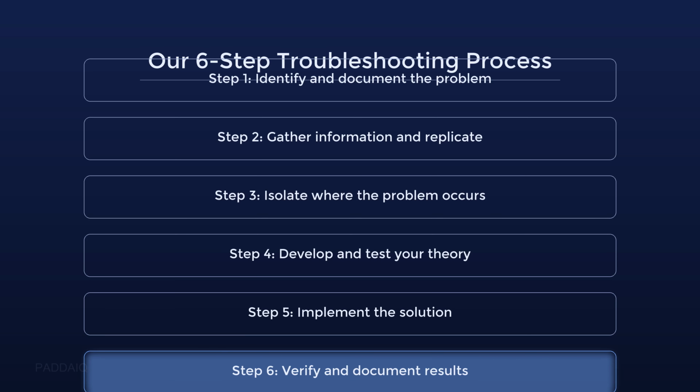Step 6. Verify and document results. This means confirming the fix works and recording what you did. For example, after resolving a login issue, test it with a user account and save notes in your support ticket. Proper documentation ensures future teams can quickly understand and resolve similar problems efficiently.